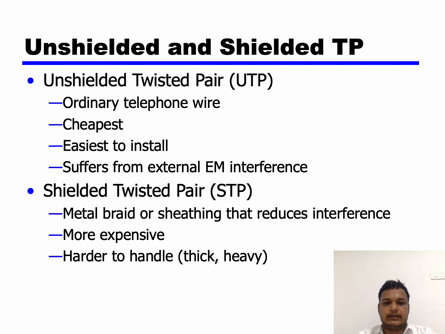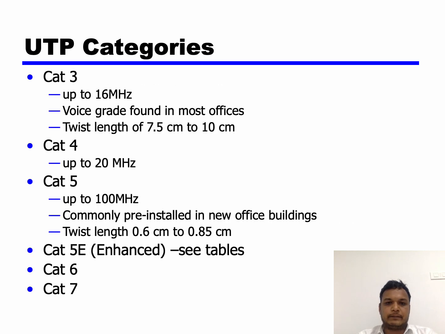Unshielded twisted pair cable is an ordinary telephone wire. It is the cheapest one. It is very easy to install, but it suffers from external EMF interference. Shielded, in the sense, gives additional safety for the cable. It is a metal braid or sheeting that reduces the interference. It is more expensive compared to the unshielded twisted pair cable. It is harder to handle. It is thick and heavy.